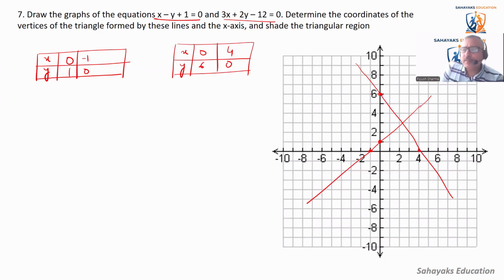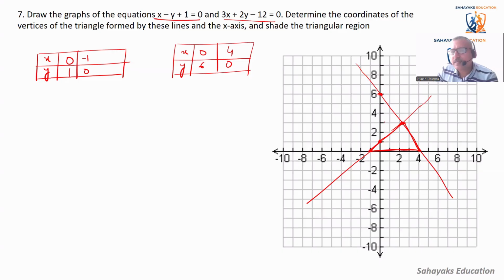Now, this is the intersecting point. Now, determine the coordinates of the vertices of the triangle formed by these lines. Okay, so this is the triangle which is formed. So we have to find the vertices. Vertices are the points where the lines meet. So this is the vertex.